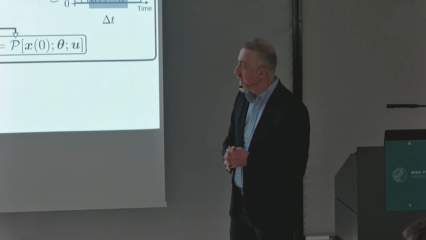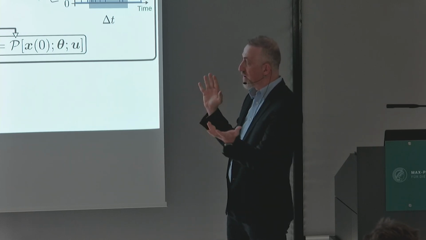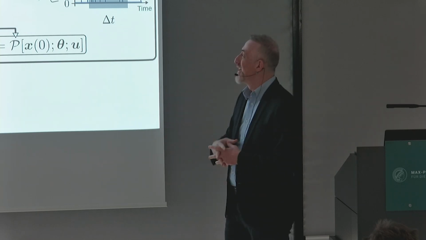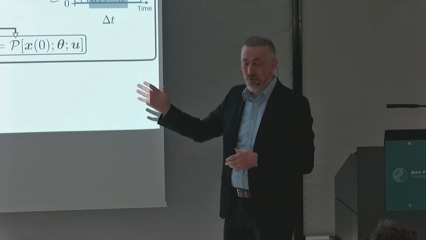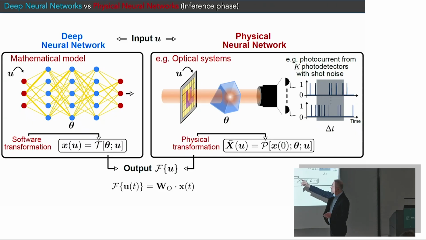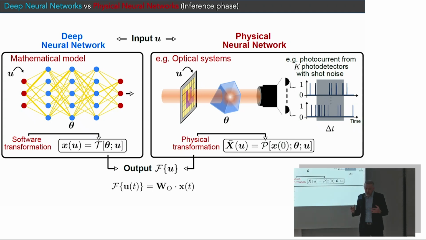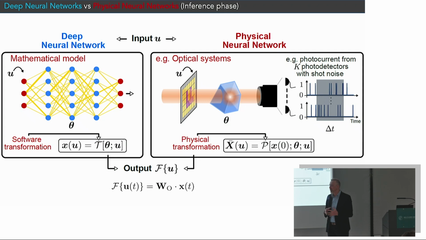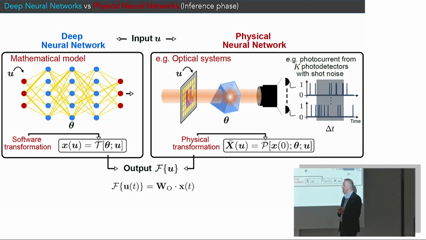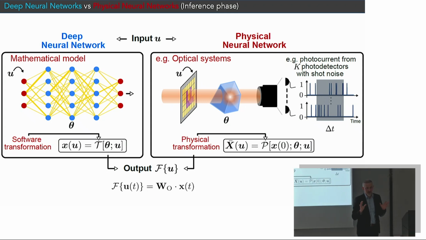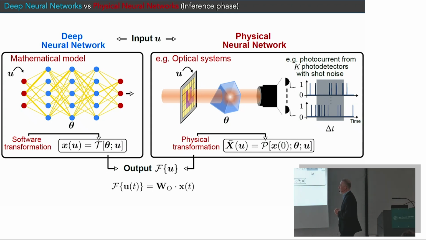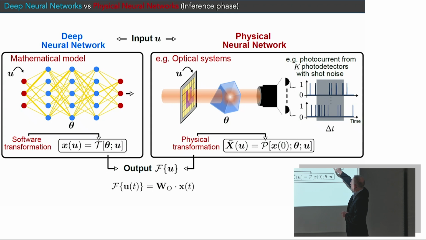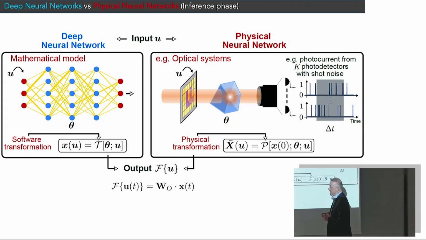I would like to make a comparative distinction between deep neural networks that many of you know and physical neural networks. Deep neural networks have become a pervasive tool in science and engineering and are on the way to becoming a very, very pervasive tool. Hopefully, we will not forget about physics in that process.